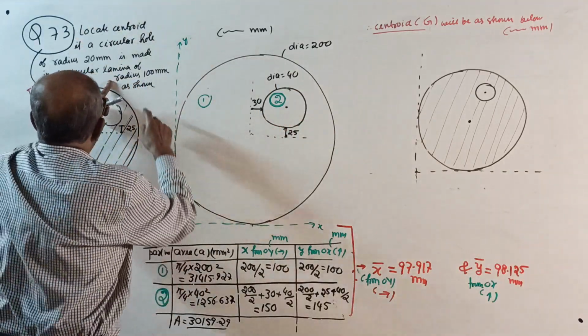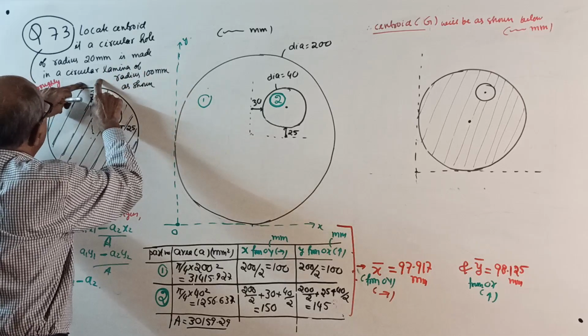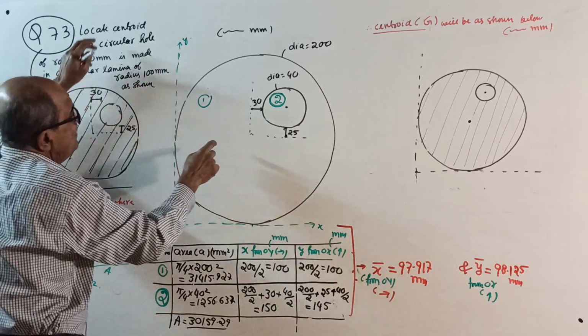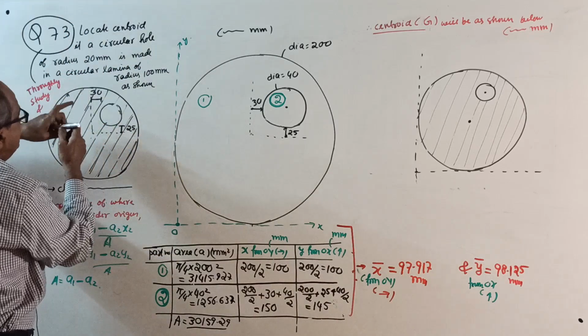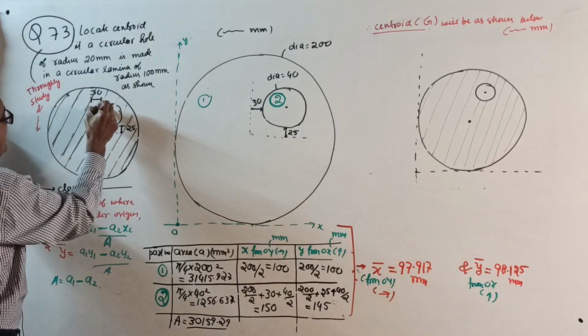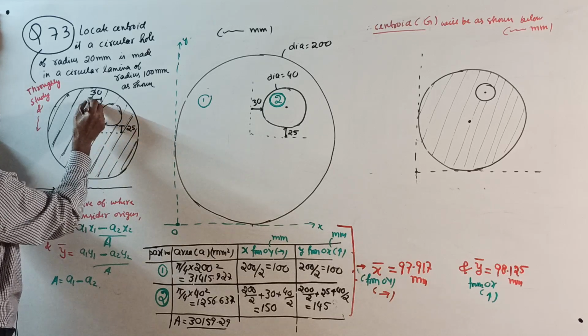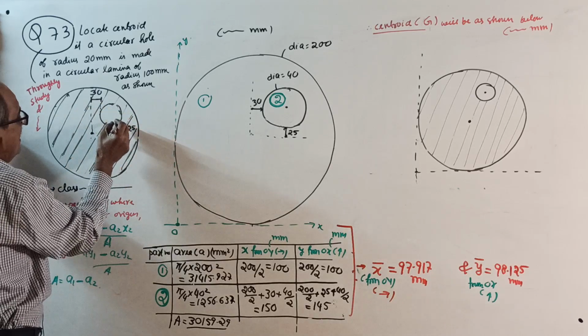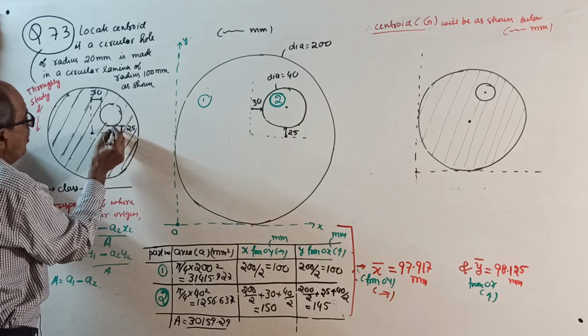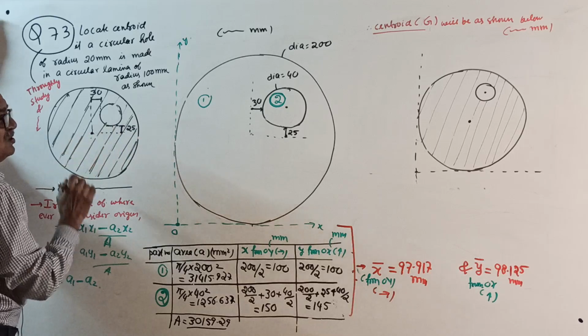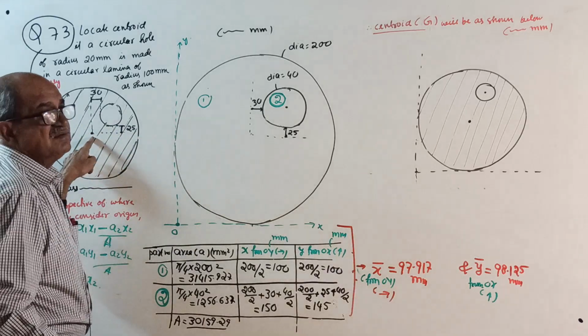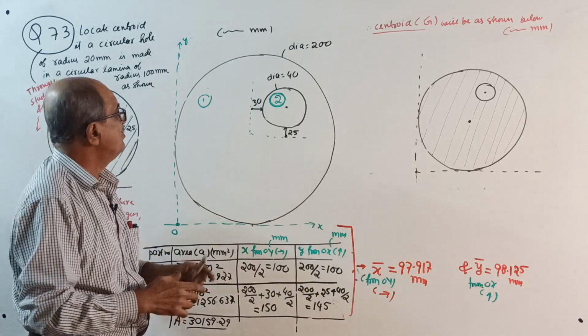Where is it removed? I told you it is cut out or removed as shown, see here. If you draw a light line tangentially, the left extreme edge of the hole is at 30 from the center of the circle and the bottom extreme edge of the hole is at 25 above the center of the big circle. Okay, this is the question.